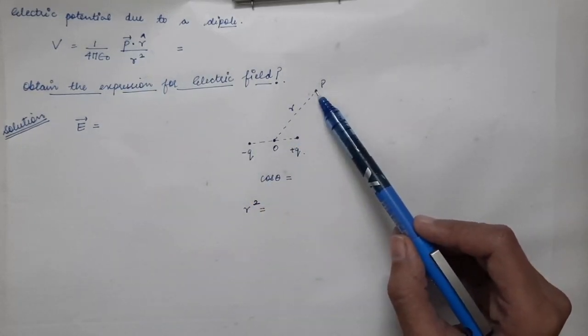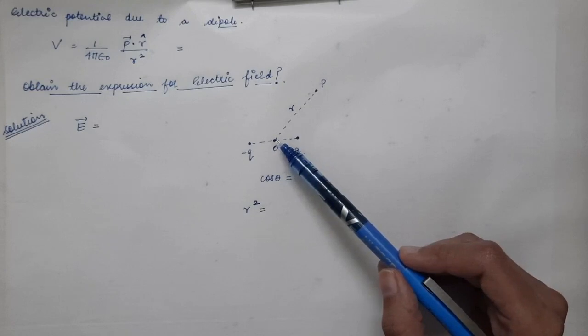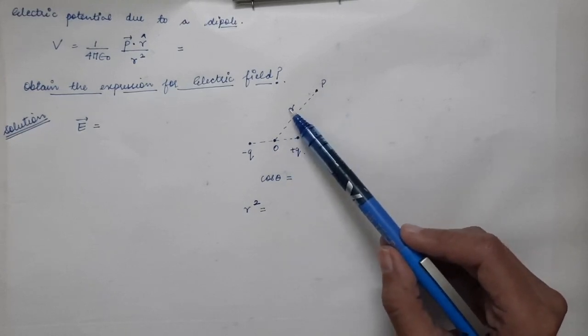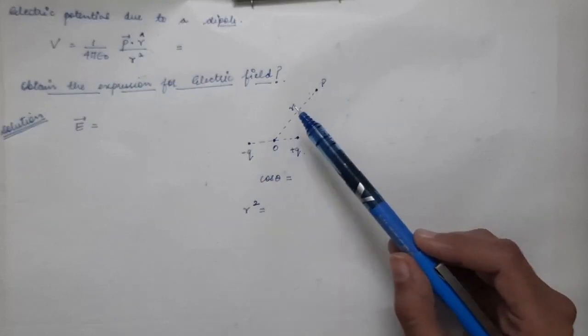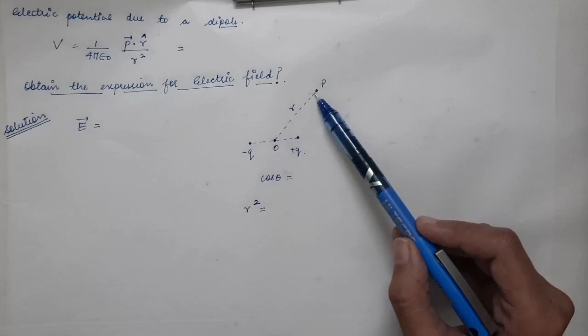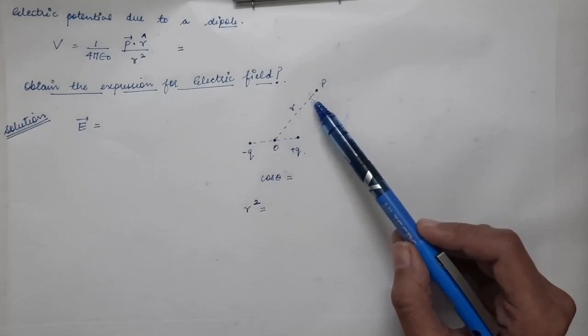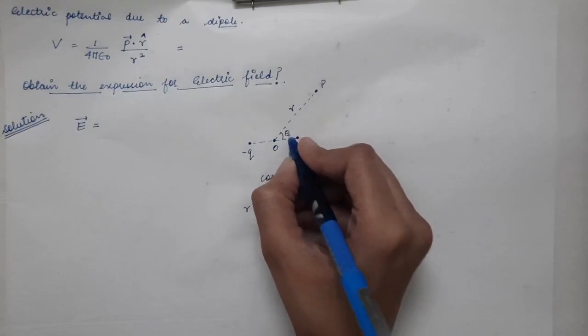So let's say this is the observation point, and this is the center of the dipole, and this is also the origin of the coordinate system. So the OP vector will be equal to the R vector. That is the position vector of the observation point, and r cap is the direction in which this OP vector is pointing, and this angle was assumed to be equal to theta.